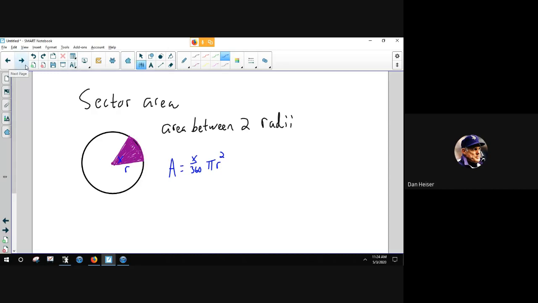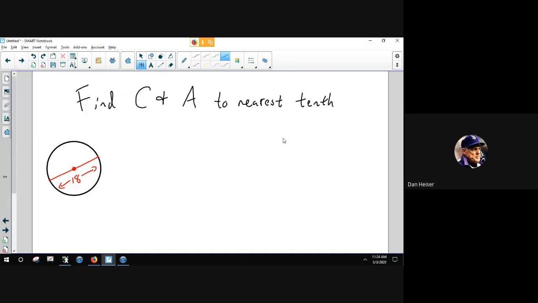Example time. Find the circumference and the area to the nearest tenth. So, I have circumference. Circumference is pi times diameter, or 2 pi r, depending on what we have. Here we have the diameter of the circle, 18 times pi, and it says round to the nearest tenth. So I will plug in 3.14 in place of pi, rounded to the nearest tenth, approximately 56.5.